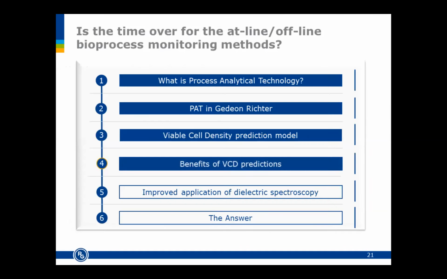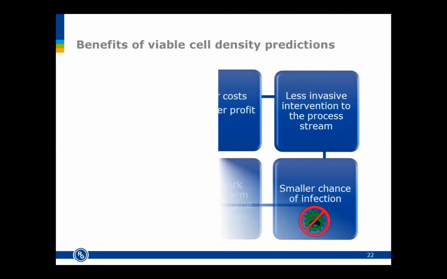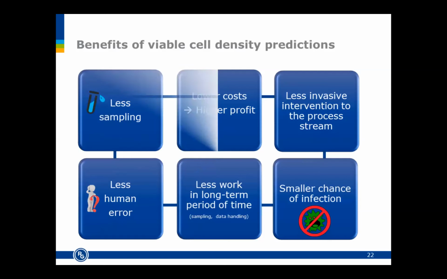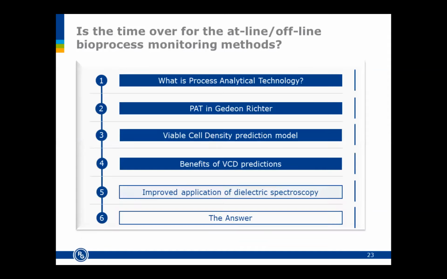Let's see the further benefits of the VCD predictions. Using viable cell density models can result in less invasive intervention, so the chance of infection is smaller. It results in less work, less human error, and less sampling. So the costs are lower, which results in higher profit for our company. And all of these because of the real-time VCD predictions.